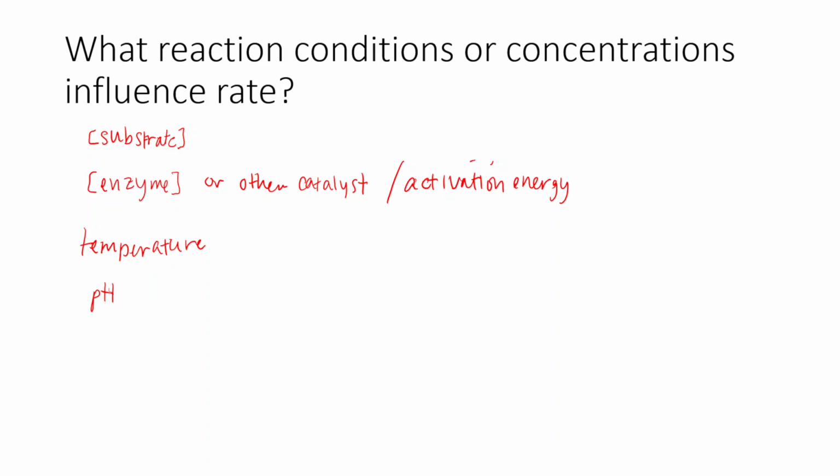Yeah, that's a good one. Inhibitors. If you have a lot of an inhibitor, that can slow down a reaction. If you don't have an inhibitor, or you have little of an inhibitor, that will slow it down less. Surface area. I think that sort of goes under substrate and enzyme availability, more so than necessarily surface area.